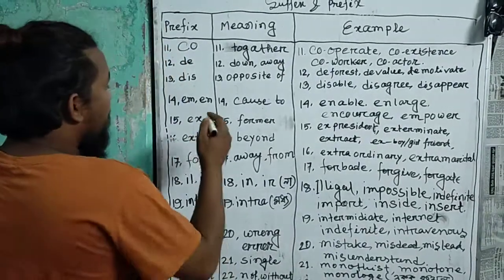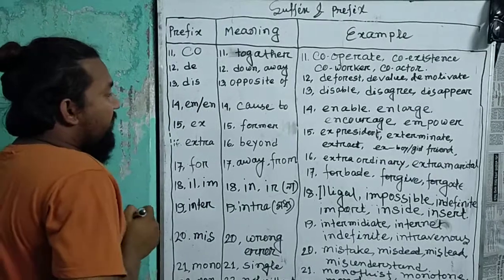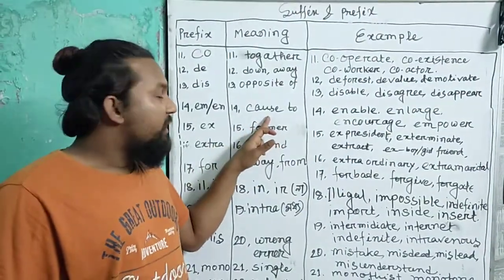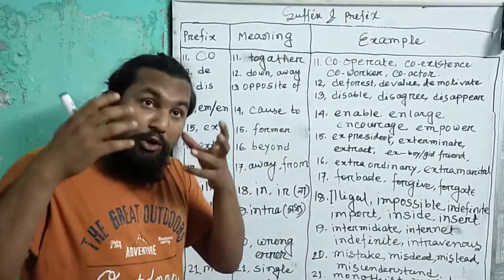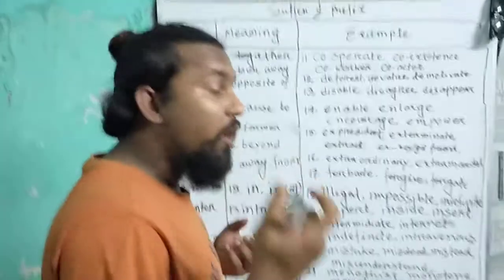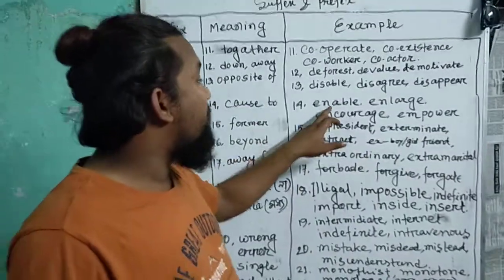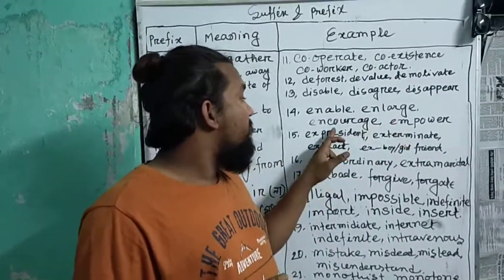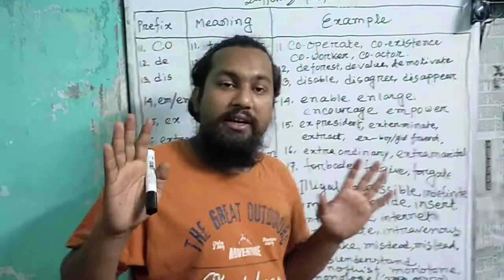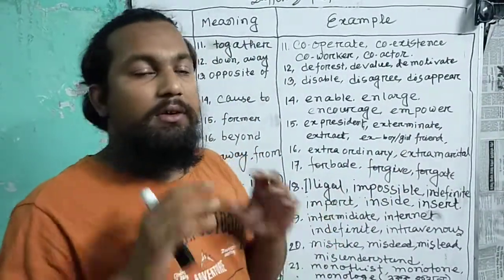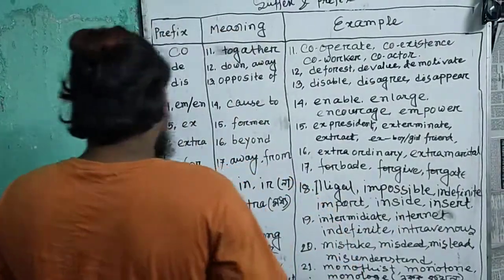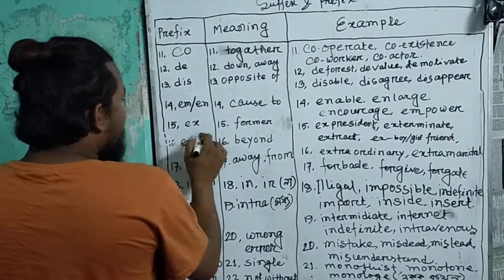On the other hand, number 14, em or en. You have to know the meaning of this en and em. It means to cause to, because here it shows the reason of that word, and the examples are enable, enlarge, encourage, empower, etc. All are the examples of that prefix.